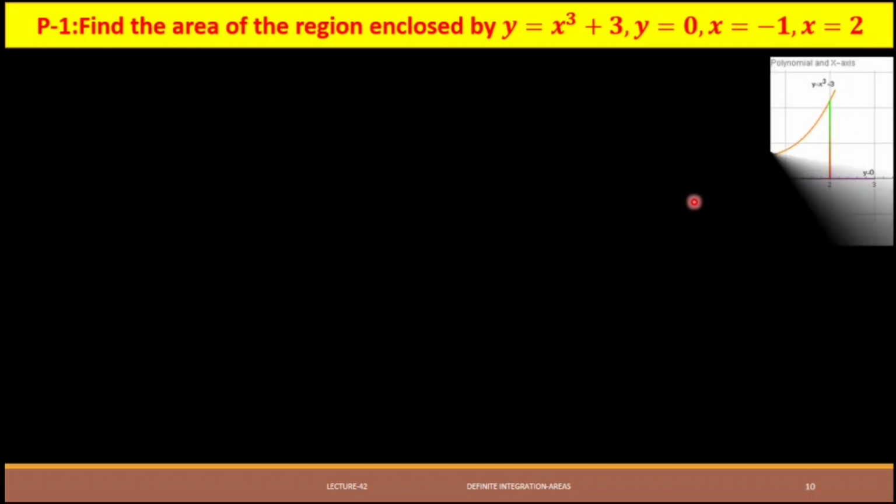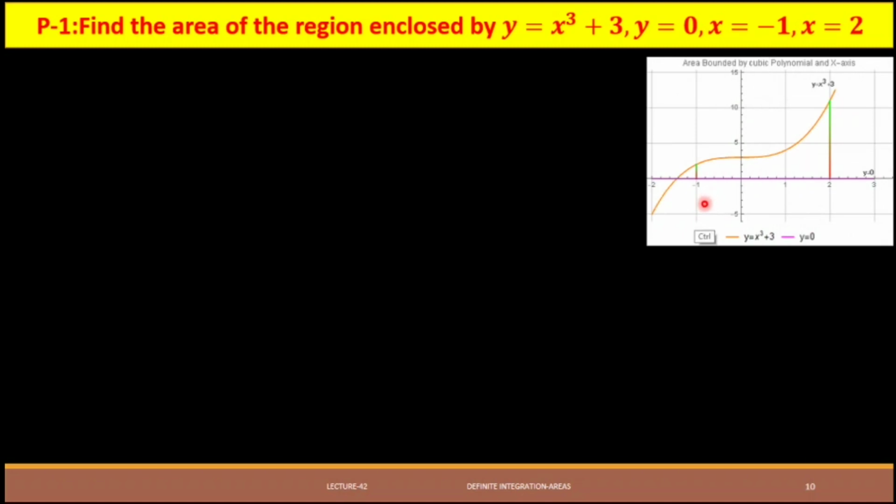Find the area of the region enclosed by y is equal to x cube plus 3, y is equal to 0, that means x-axis, x is equal to minus 1, x is equal to 2. So if you draw all the 4 curves here, this is how it looks like. This is the straight line x is equal to 2 and this is the straight line x is equal to minus 1 and this is the graph of y is equal to x cube plus 3, and anyway it is easy to draw.